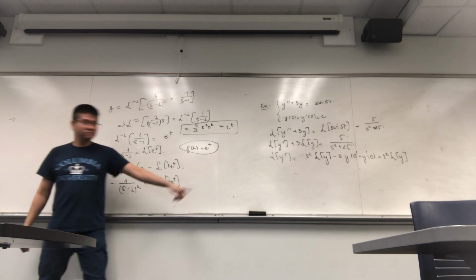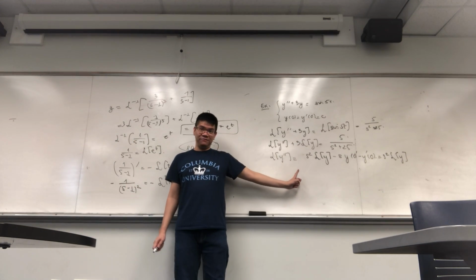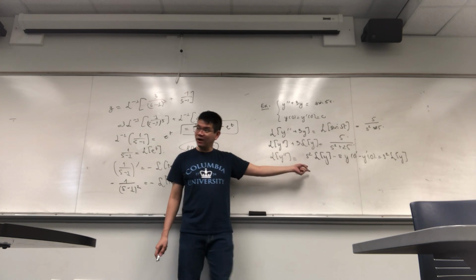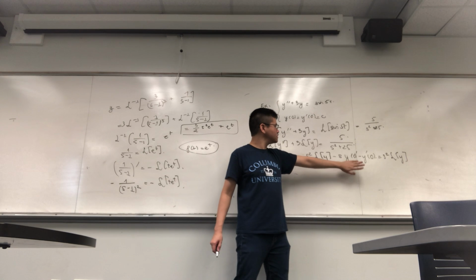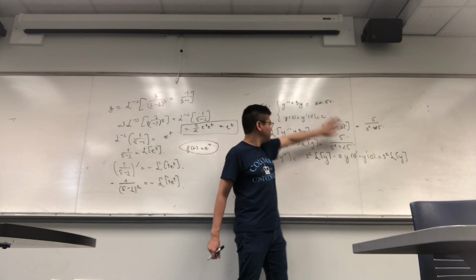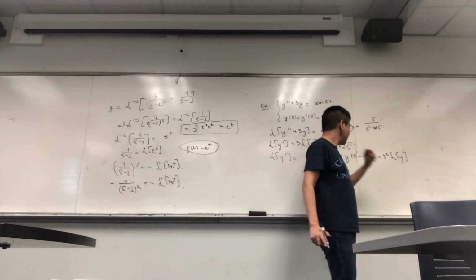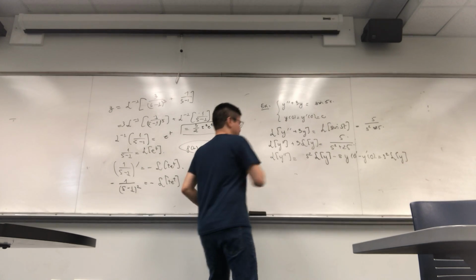Right? So I apply the formula. I have the Laplace transform y second is s squared Laplace transform y minus the other things. These things are 0 because of the initial condition. So finally I have s squared Laplace transform y. This is the next step.